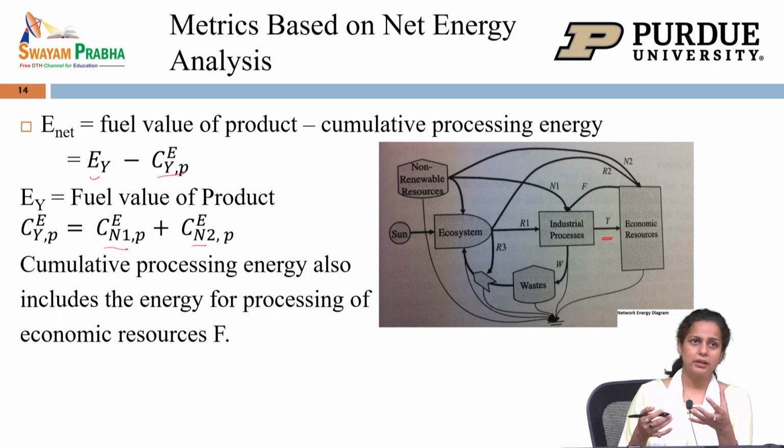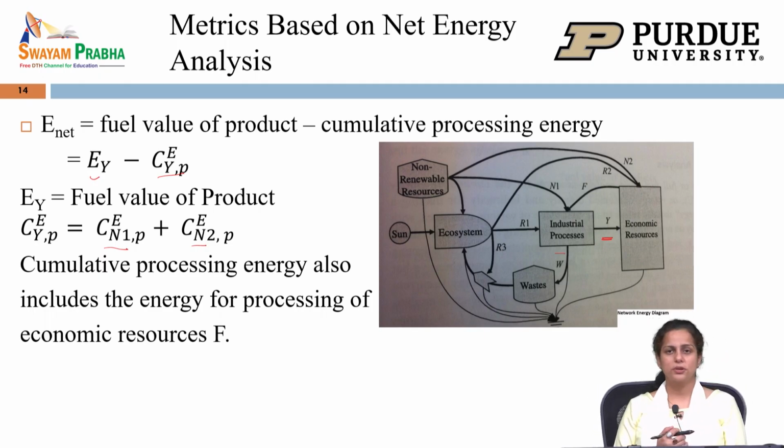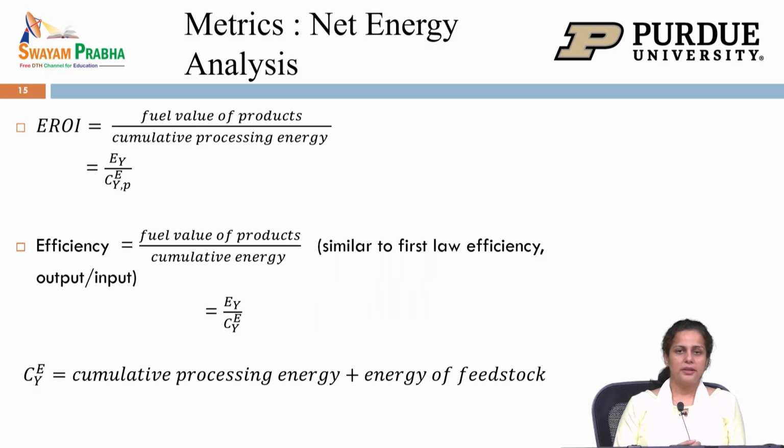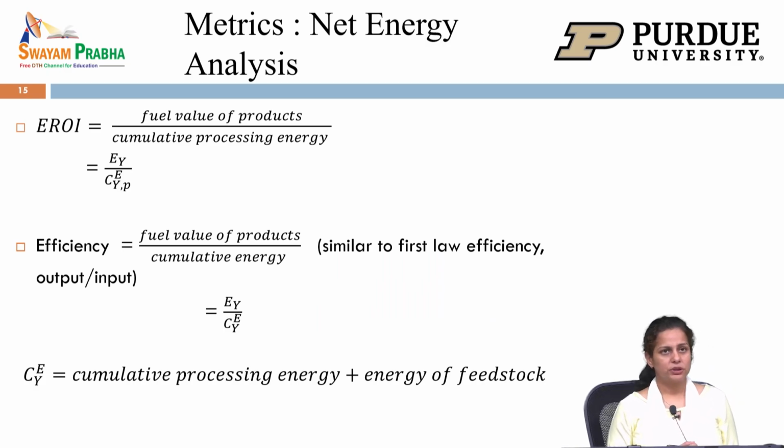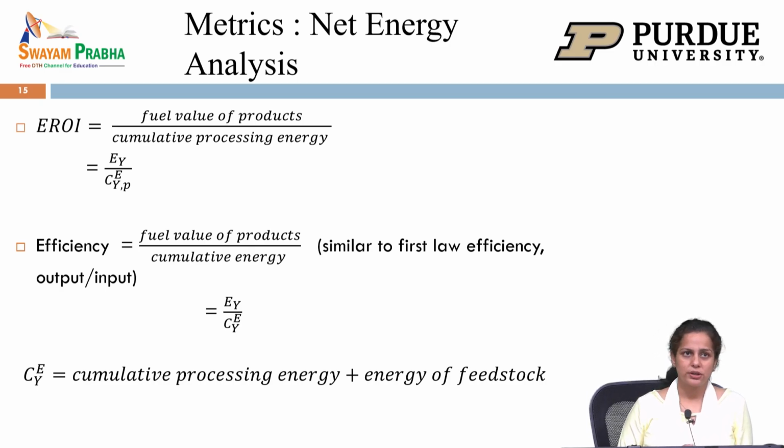But when we calculate our E_net, we need to calculate the total energy consumption, or what we call the cumulative processing energy consumed. And here our cumulative processing energy is something that is going to the industrial processes, but also the economy. So, we can calculate the total processing energy for the whole life cycle. And then the E_net definition is very similar to the process information. Then we can calculate the energy return of investment. For energy return of investment, we have fuel value of products divided by cumulative processing energy.